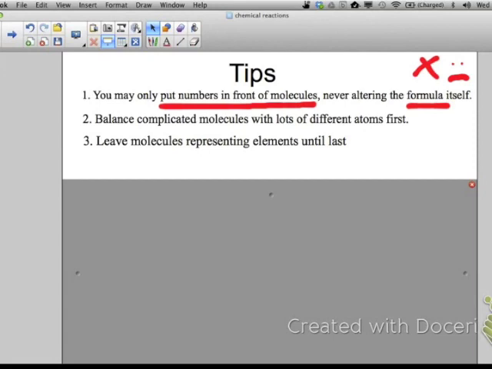Okay, so second thing, balance the complicated ones first with lots of different atoms, and then leave the ones that are representing the elements or just one type of atom until last.